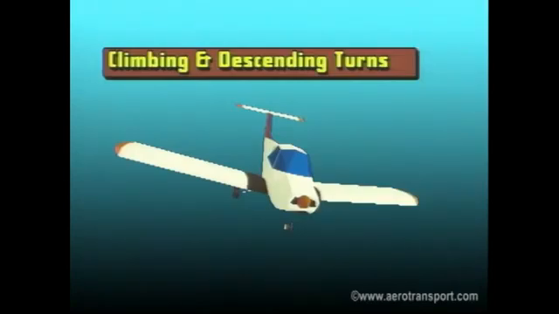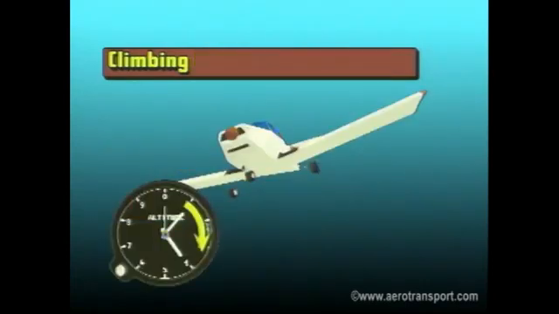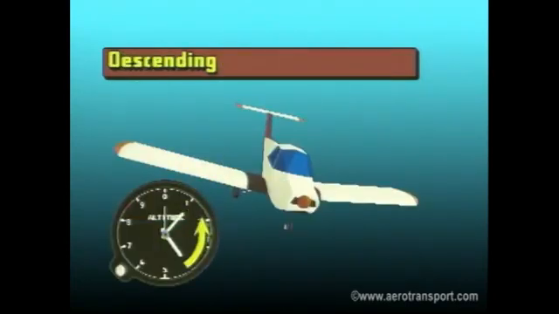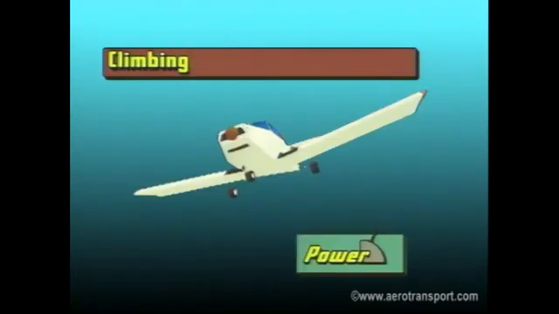Climbing and descending turns are made in a similar manner to level turns, but there are some differences. Obviously, instead of maintaining a constant altitude, you are climbing or descending. There are also some differences in power requirements and attitude control. When you make a climbing turn, you will need additional power to reach the higher altitude. Refer to the earlier portion of this tape on climbing for information on attitude.